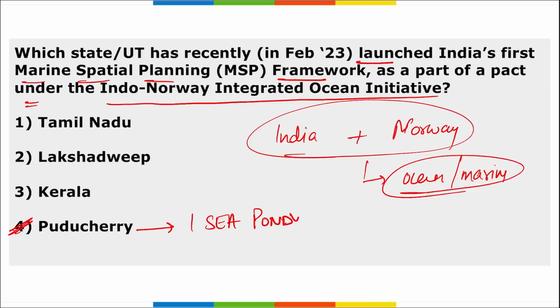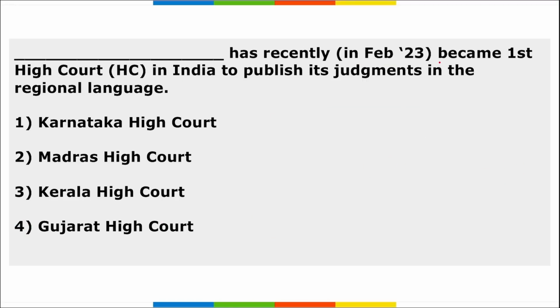Then in Puducherry, if you remember, I.C. Pondi is the name of the beach festival observed here. Alright, who is the lieutenant governor of Puducherry? Tamilisai Soundararajan is the current lieutenant governor of Puducherry. Next, dash has recently become the first high court in India to publish its judgment in regional language. It will be our Kerala High Court.